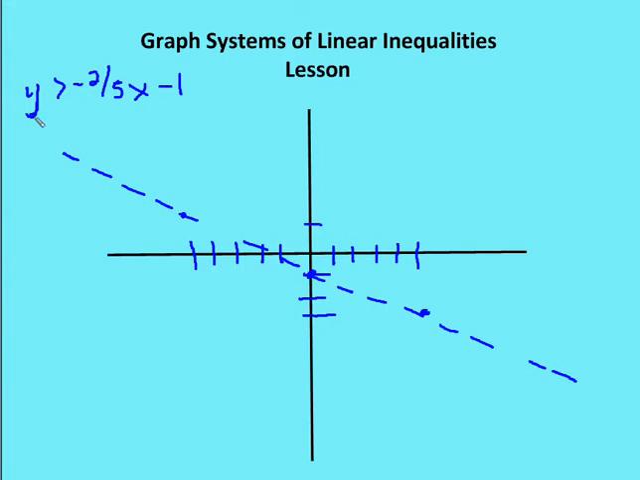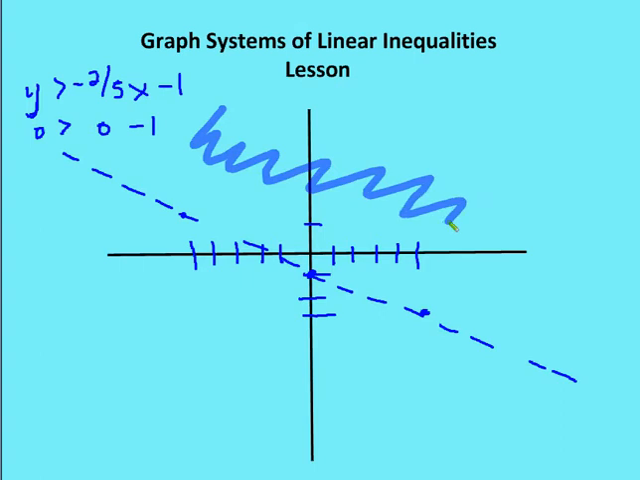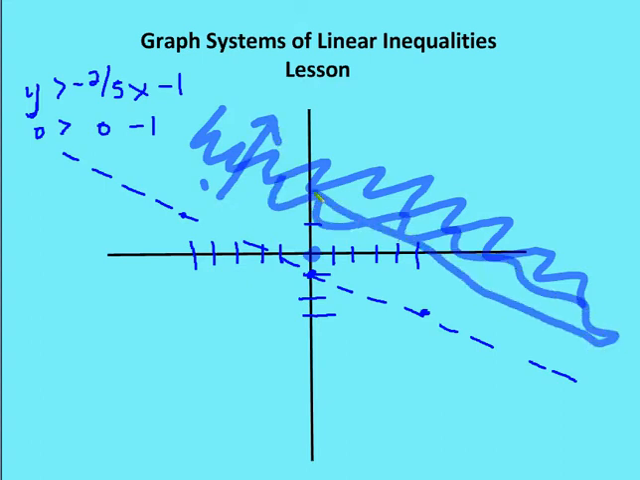So if I were to test a point, I'd say 0 for y is greater than negative 2/5 times 0, which is going to end up being 0, minus 1. So 0 is greater than negative 1. Yes, that is a solution. So I'm going to shade in 0, 0, and everything else that's on that side of the dotted line that represents the solution. So here we go. Shade this all in because we know that 0, 0 is a solution. So everything on this side of the dashed line is going to be a solution.